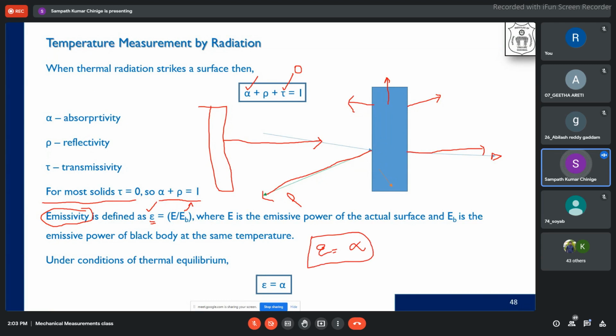Again, emissivity is a different thing. It is not a constant value. It is a function of surface finish, a function of color, a function of oxidation happening on the surface, and it also depends on age. Depending on all these factors, your epsilon or emissivity value will vary. Therefore, it is prone to more uncertainty in the measurement of temperature.